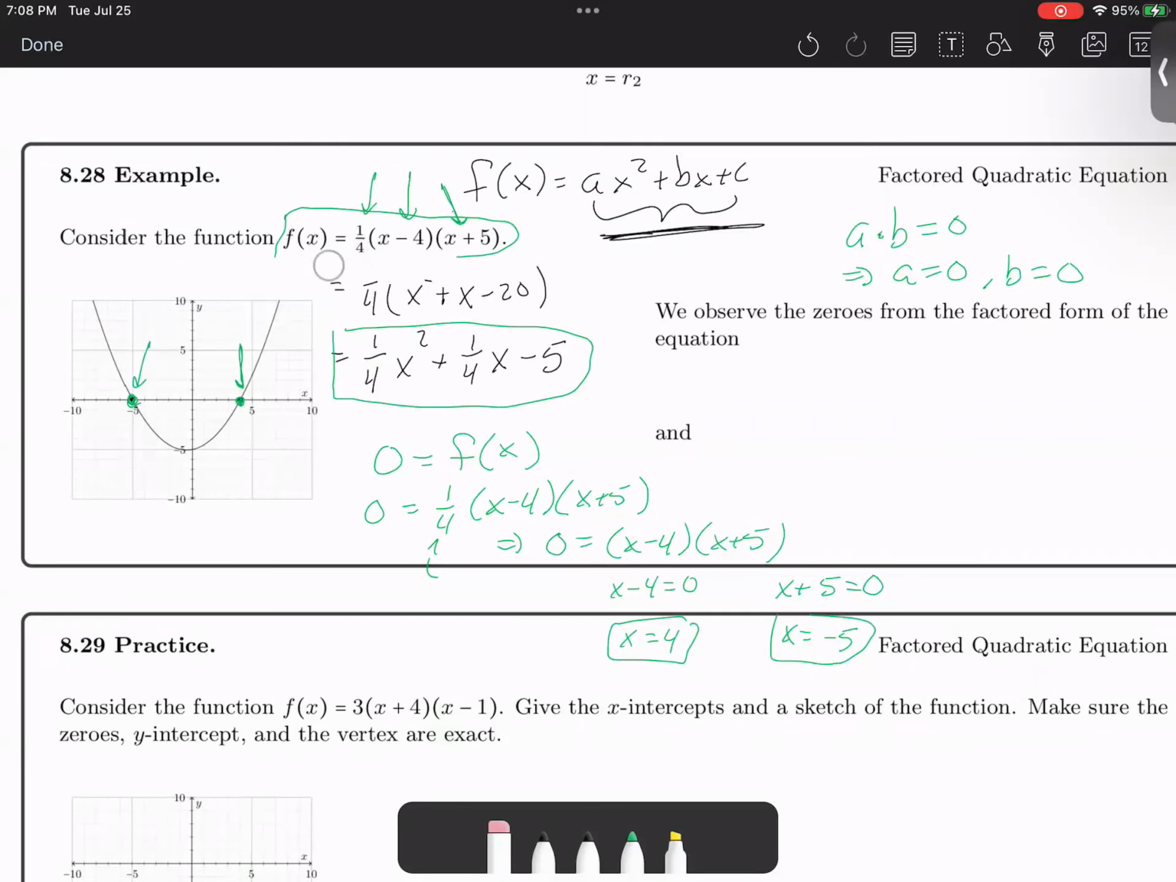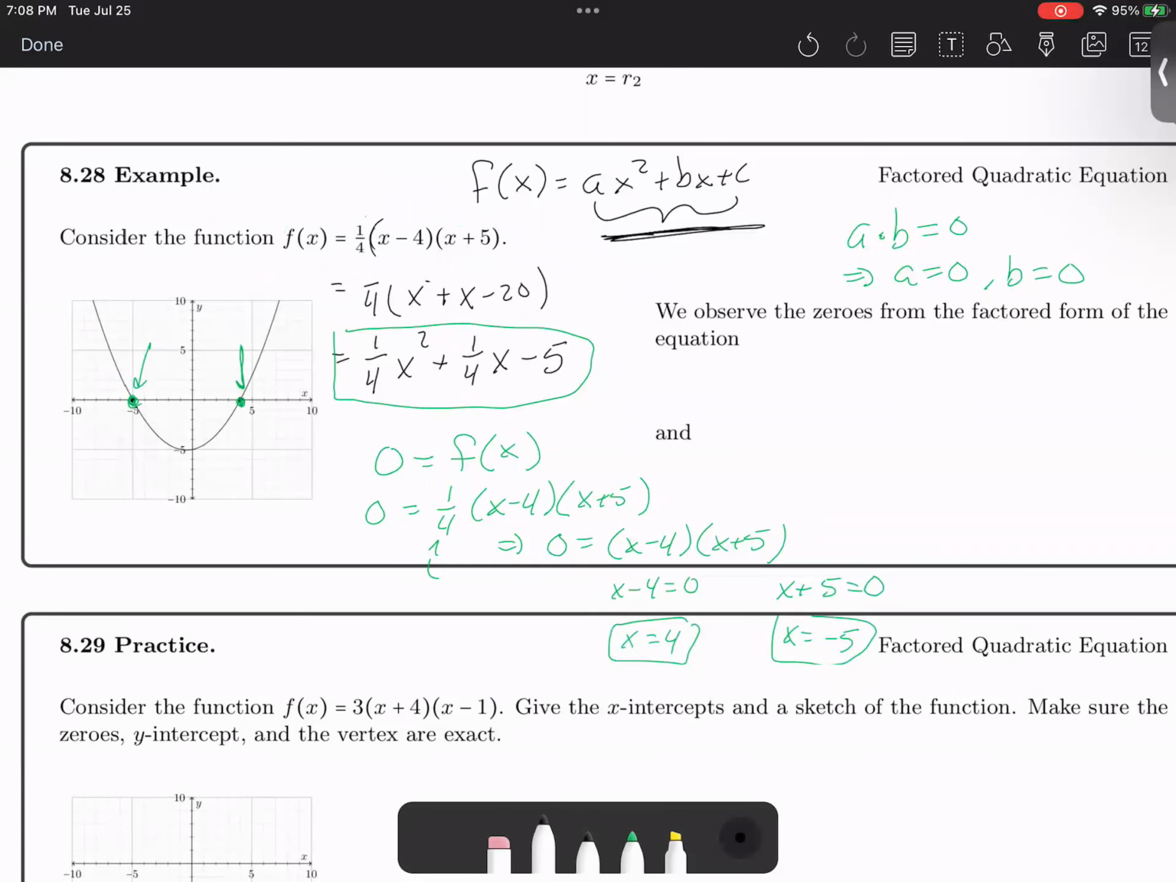So the factored form of the equation is so nice because you can just look at each factor and ask yourself what's going to make that 0. So what's going to make x minus 4 0? 4. What's going to make the second factor in my quadratic 0? Minus 5.